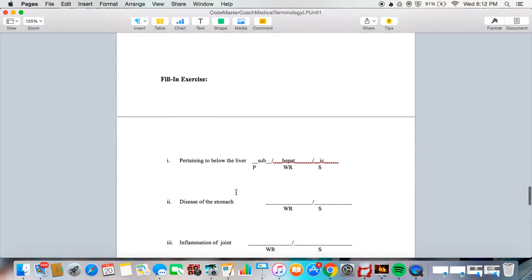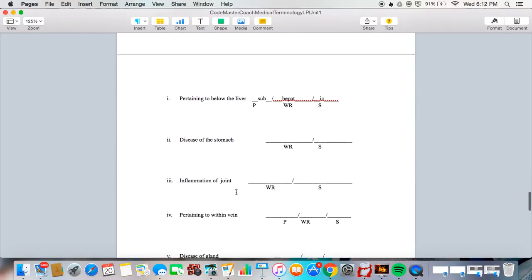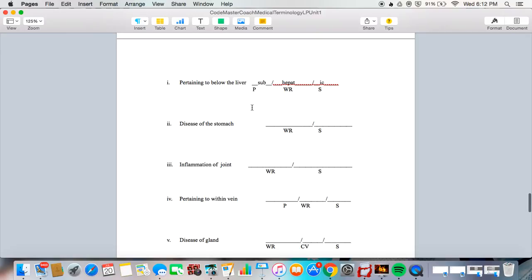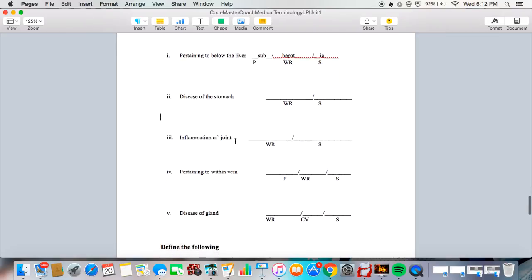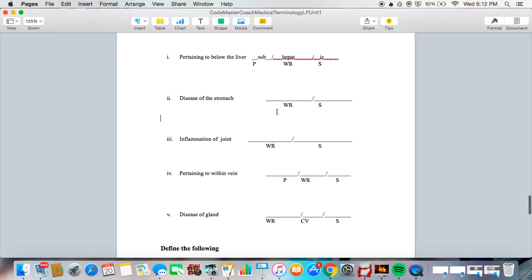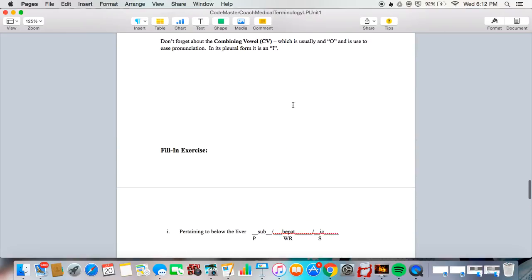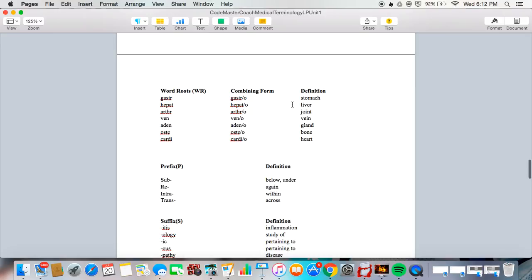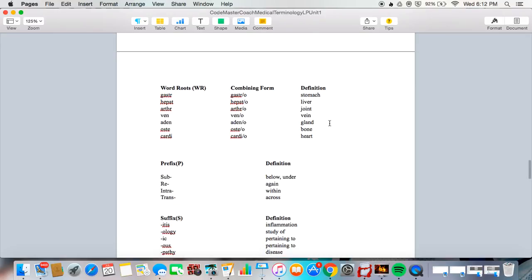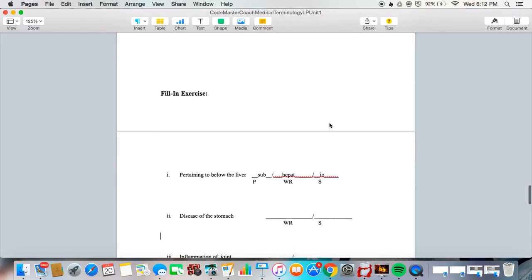So here we are. I did the first one for you. Pertaining to below the liver. Sub is the prefix. Hepat, word root, liver. IC, pertaining to, at the end, suffix. If you will, go through and do numbers 2, 3, 4, and 5. Fill in where, and the hint is there, it's a word root. Disease of the stomach, what would your word root be? And go back to these terms that I gave you right here. All of these in this exercise can be built from these terms.